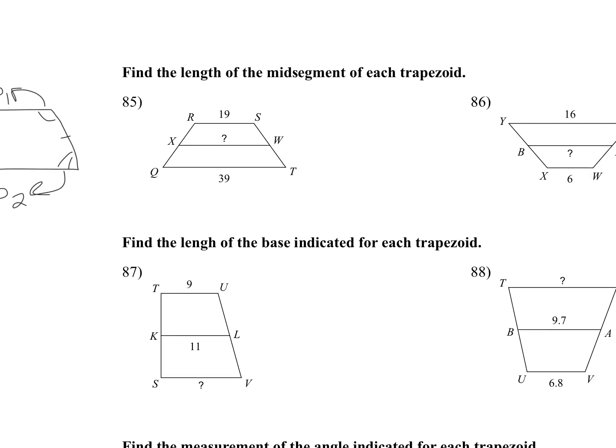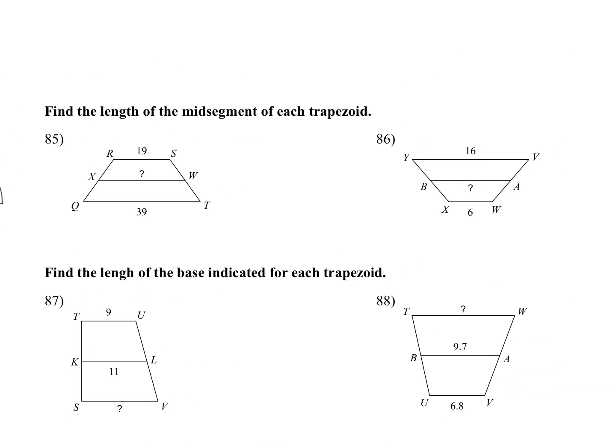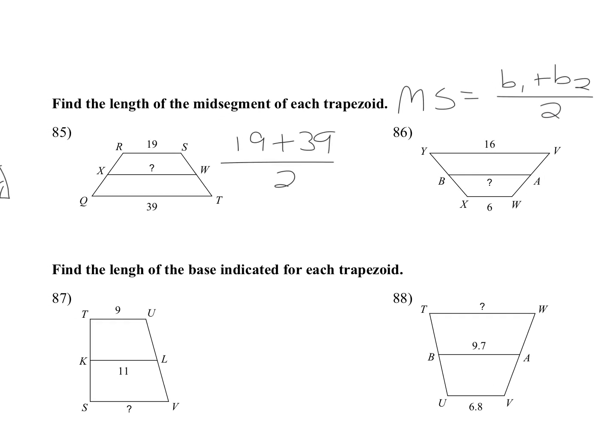On 85, what do we know? The bases. Do we remember how to find the mid-segment? Add them together. Base 1 plus base 2 divided by 2. So we do 19 plus 39 divided by 2. What's 19 plus 39? 58. And then divided by 2, you get 29. Good.